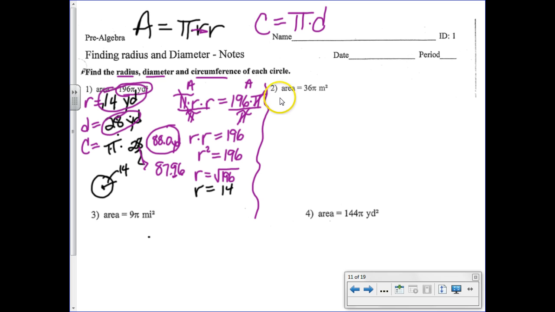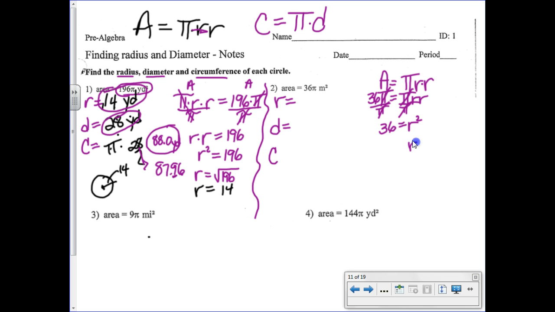Let's take a look at number 2. If my area is 36 pi square meters, and I'm asking you to find the radius, the diameter, and the circumference, what you need to do is say, well, I know that area is pi r squared, or pi times r times r, which I usually have you write. And I'm telling you your area is 36 pi. 36 pi equals pi times r times r. Divide both sides by pi, and you will see that 36 is r times r, or r squared.